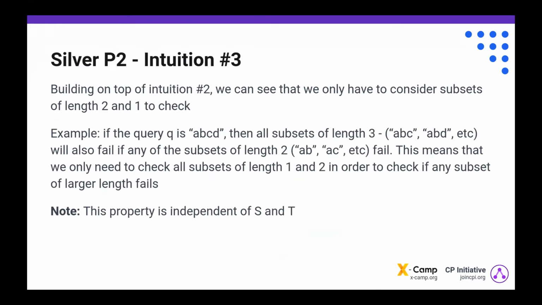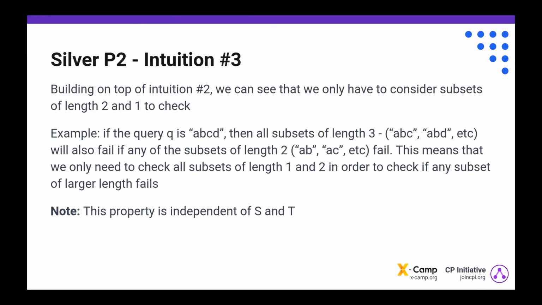Building on top of intuition 2, we can see that we only have to consider subsets of length 2 and length 1 to check. Why is this? Because all the subsets of the query which are bigger than length 2 also follow the same property, right?